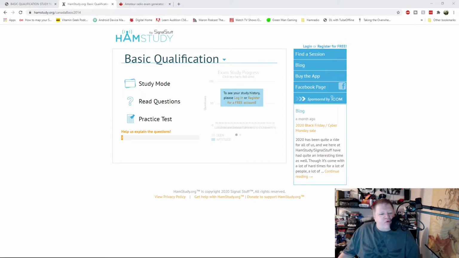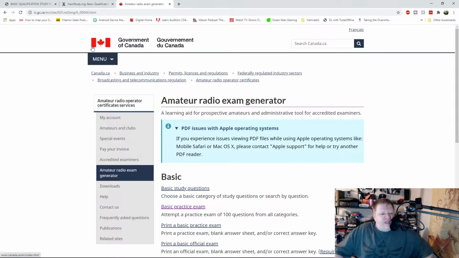Now, with this, I won't use their practice test because I've never used it. I've never had a need for it, because in Canada, we have this. Let me go over there. This is the amateur radio examination generator. This is where all the fun begins.